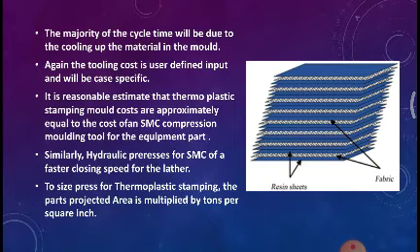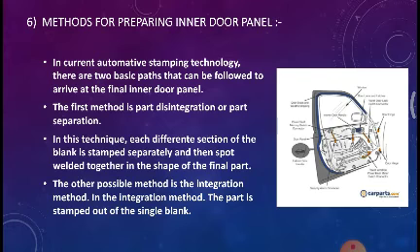It is a reasonable estimate that thermoplastic stamping molding costs are approximately equal to the cost of one SMC compression molding tool for equipment part. Similarly, hydraulic presses for SMC have a faster closing speed for the latter. To size a press for thermoplastic stamping, the part's projected area is multiplied by tons per square inch. Step 6. Method for preparing inner door panel.